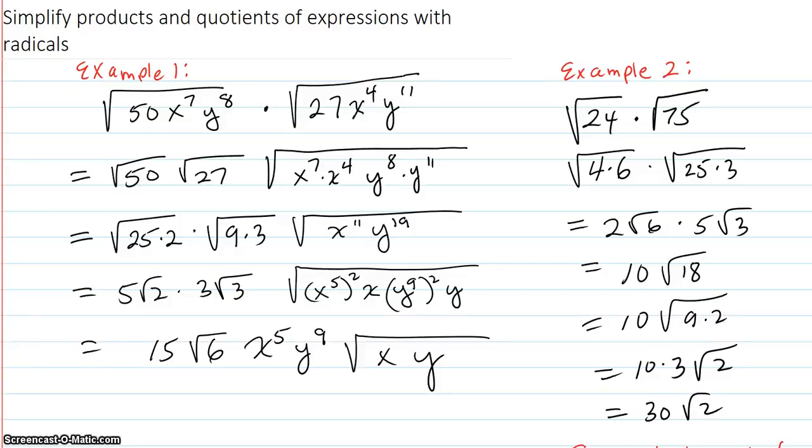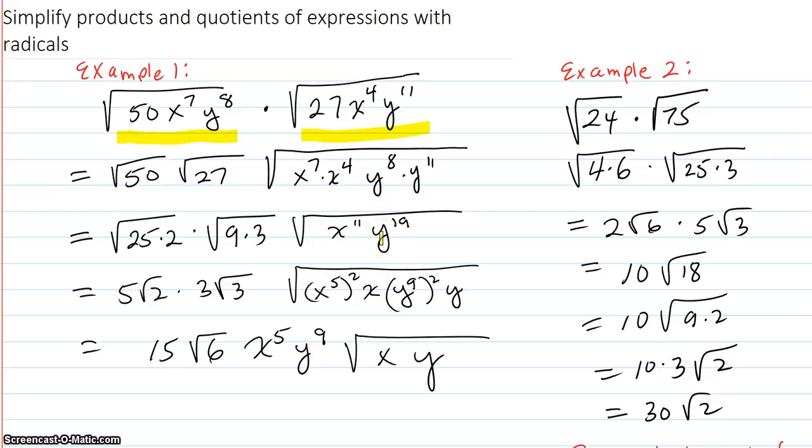Simplify products and quotients of expressions with radicals. So here you have a product of radicals. Now there's a couple ways you can go with these things. You can simplify them separately and then multiply it together, or you can multiply the whole thing together and simplify it. So it's really kind of a choice, and you can try it both ways on different examples and see what happens.